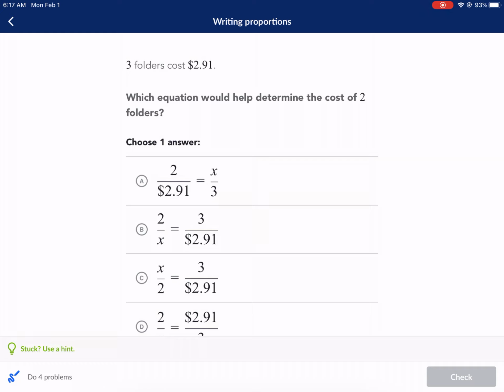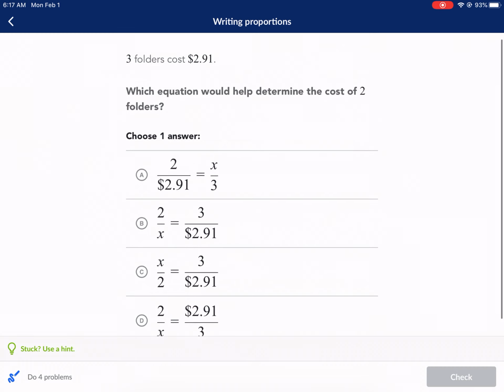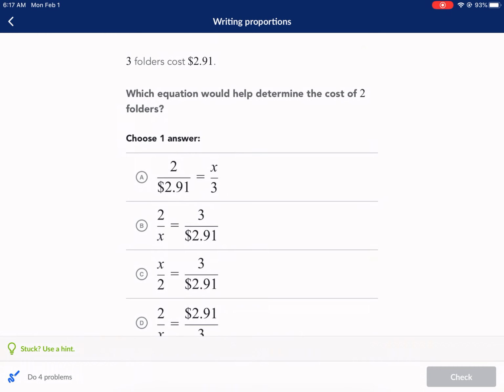We're doing writing proportions today. Now this activity is going to walk through how to solve and interpret proportions. Let's go ahead and get started.